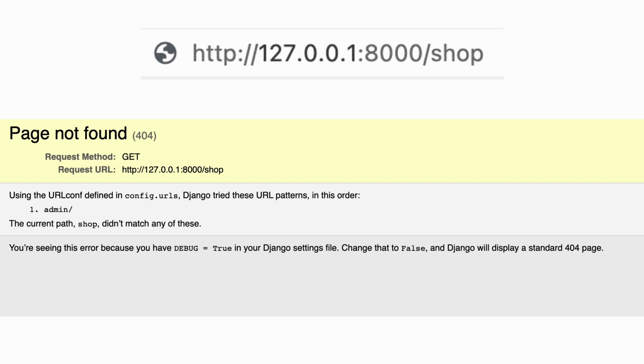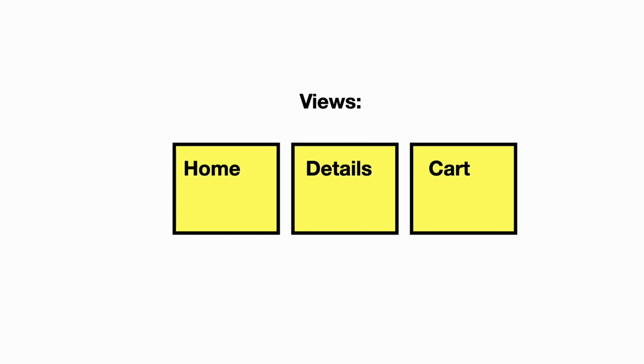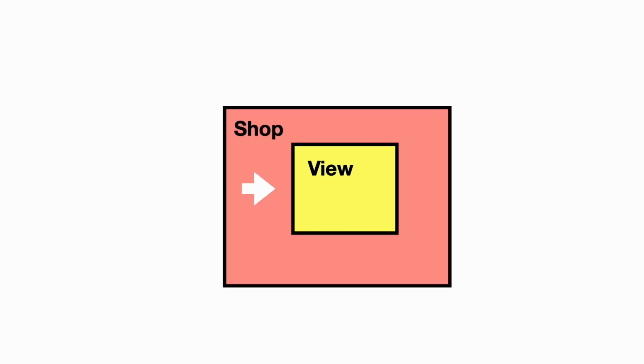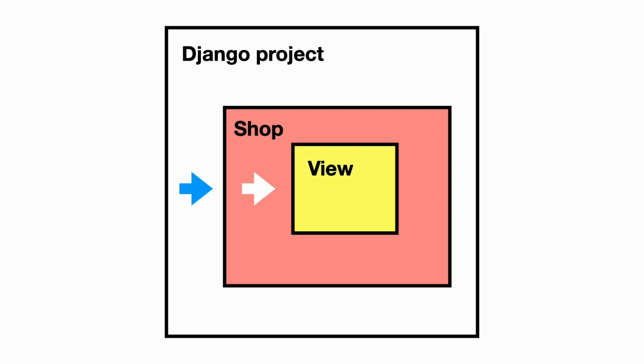So we need to do a couple of things. First, we create a view. A view is something that can return a page. Examples of views in the shop app are home, product details, and the shopping cart. But let's start with a single view, the index page, also known as the home page. We need to create a route that specifies where this view can be found in the shop app. And finally, we specify where to find the shop app.